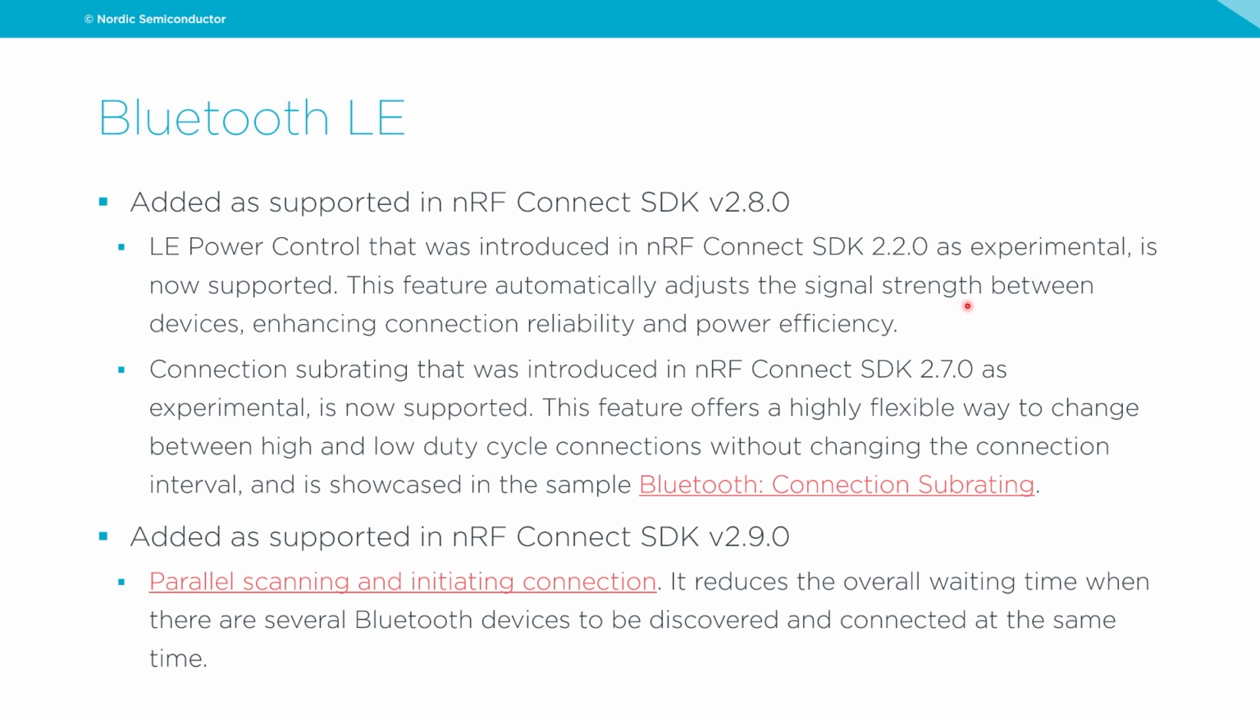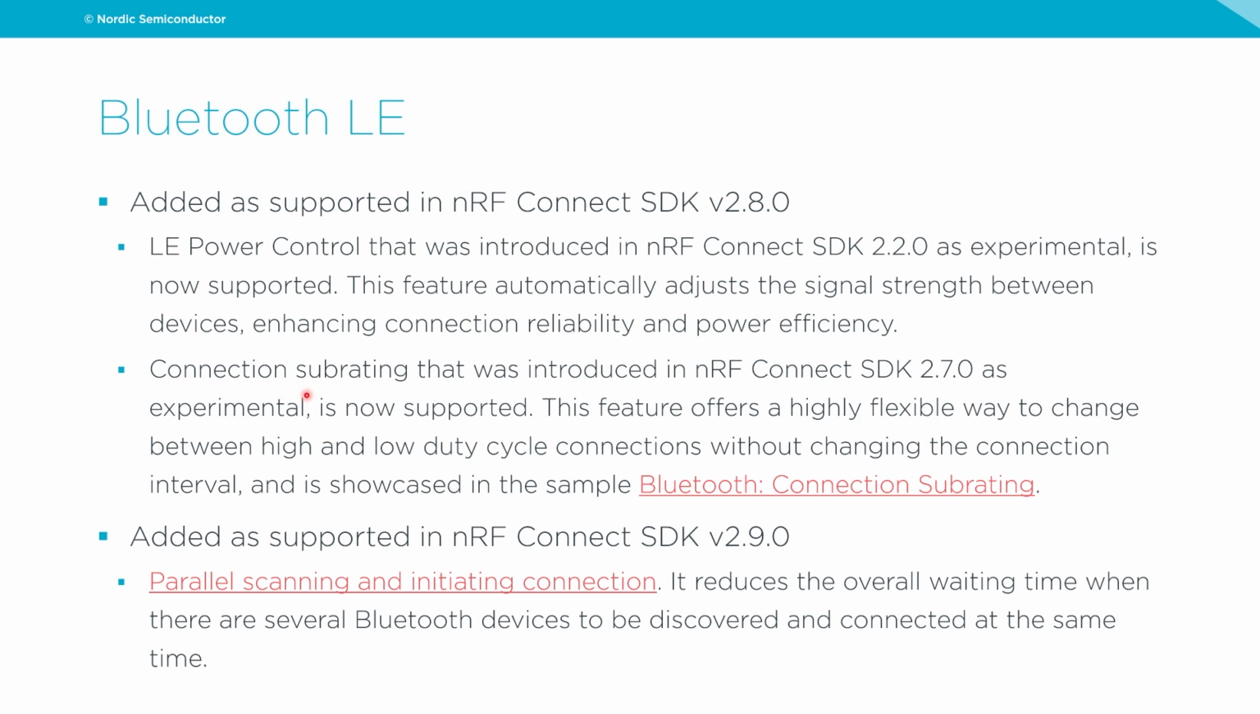So which means that when devices go further apart, they could increase the signal, the TX power, and when they get closer to each other, they can decrease the TX power. So it can enhance both the connection reliability, so if you're moving away, you increase the TX power to make sure that you don't drop data, but also power efficiency. If you come closer together, you don't need such high TX power, and then you can adjust the signal strength so that you save battery and you don't use so much energy to transmit data.